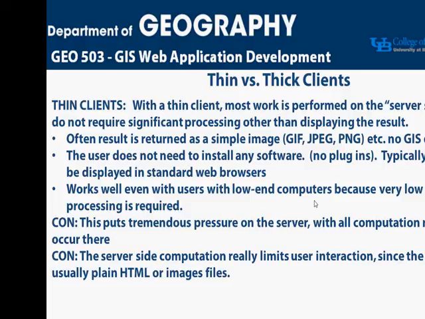The con to thin clients is that it puts tremendous pressure on the server, because now everything's happening at the server. But someone like Google can afford that. I can't imagine how many servers they have in Cupertino. I think it's Cupertino. And it also tends to limit user interaction, because everything is going to the server for processing.